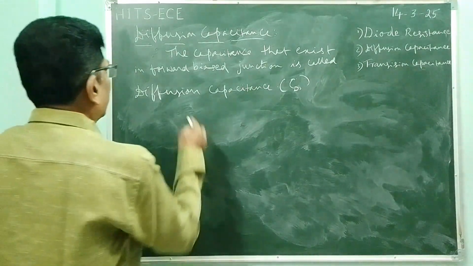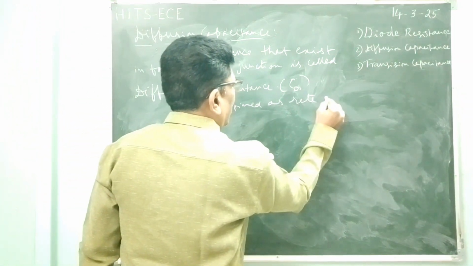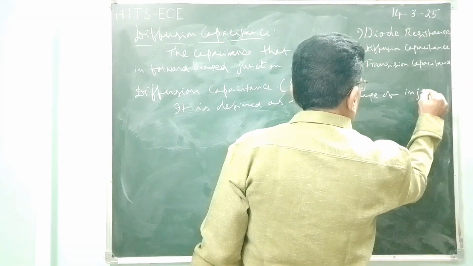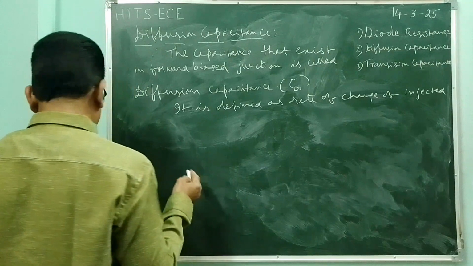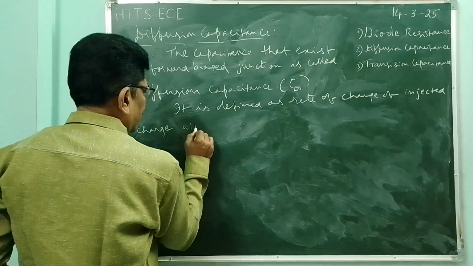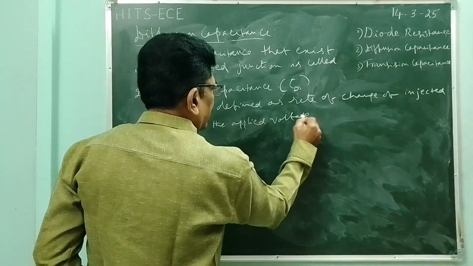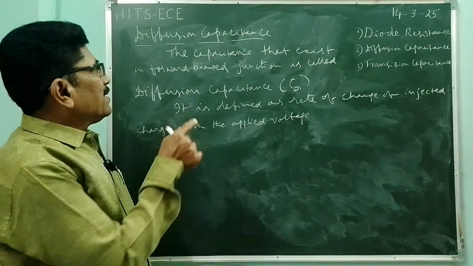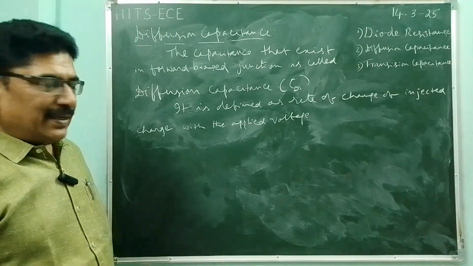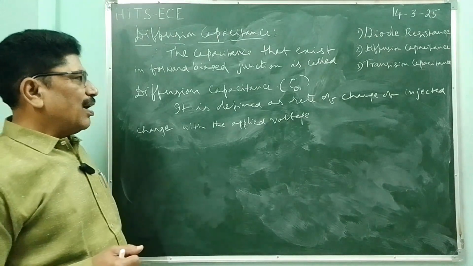It is defined as the rate of change of injected charge with the applied voltage. Okay. Diffusion capacitance exists in a forward biased junction and is denoted by CD. It is defined as the rate of change of injected charge with the applied voltage.